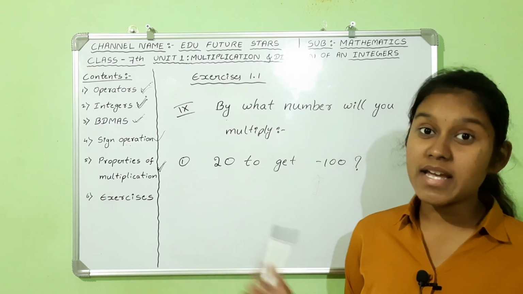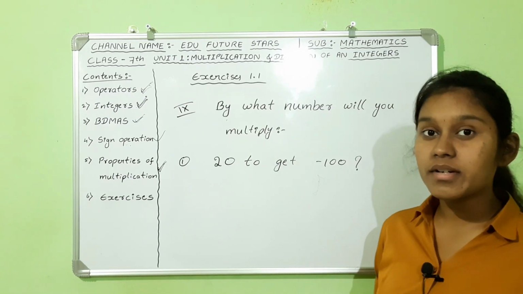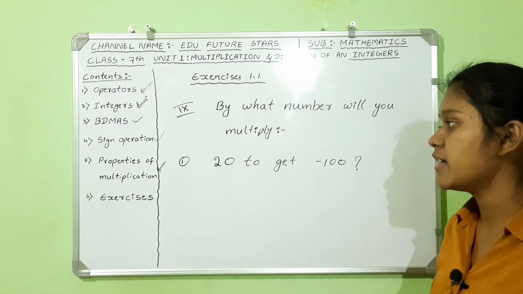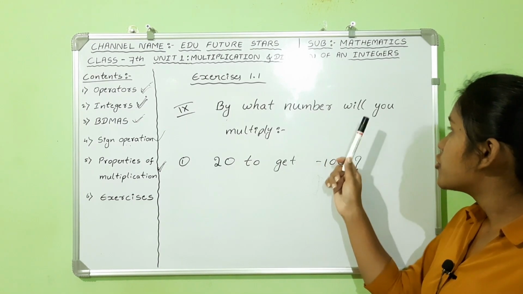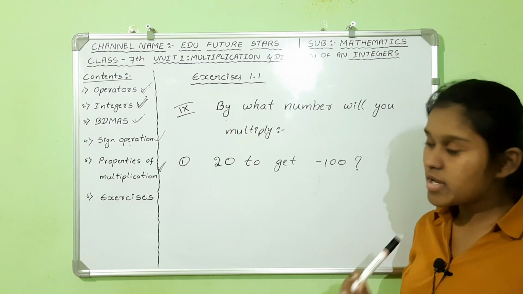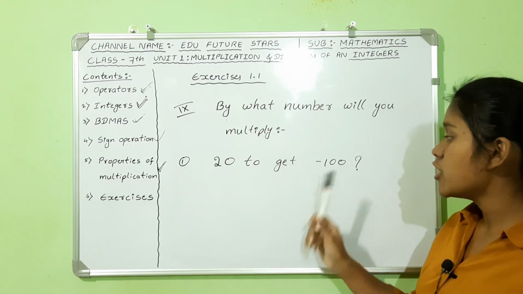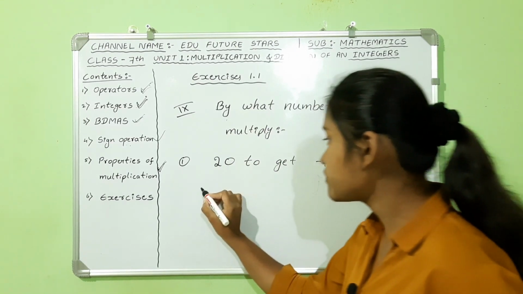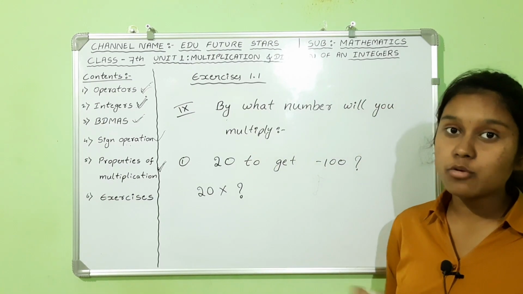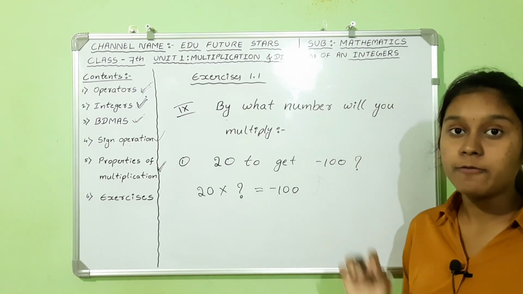Okay friends, now let's see the 9th main. Here in the 9th main, by what number will you multiply? This is quite different. See the first question. By what number should we multiply 20 to get minus 100? 100 is the result here. We have to multiply 20 by some number to get a minus 100 answer. That number we don't know, right? It is equal to what we have to get? Minus 100.